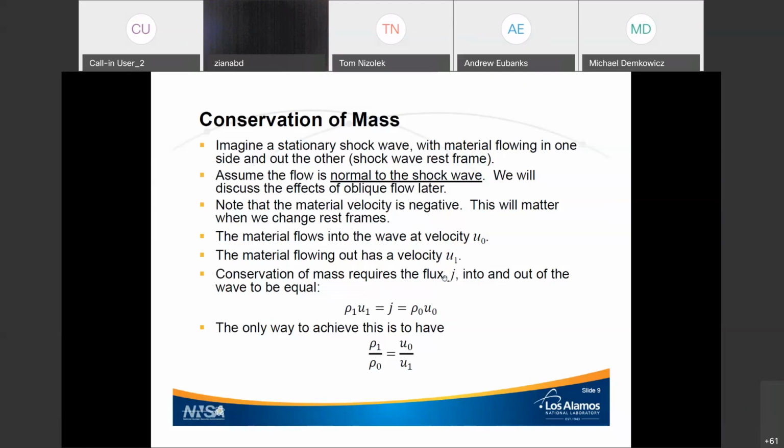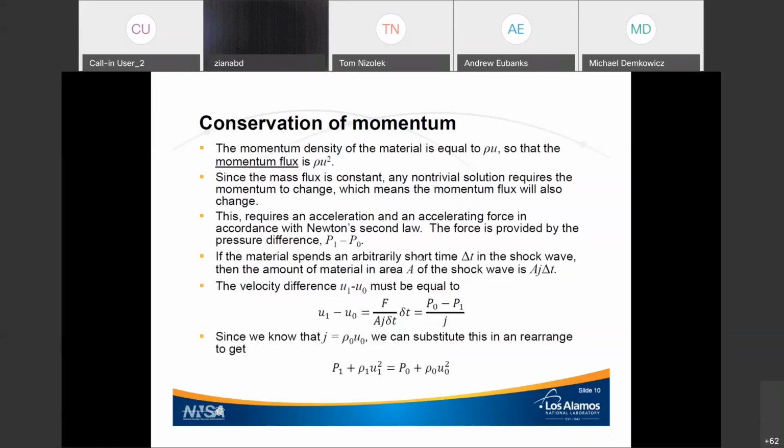If the material spends an arbitrarily short time, because our shock wave is in this derivation arbitrarily thin, if it spends an arbitrarily short time, delta t, in the shock wave, then the amount of material in some area of the shock wave is that area times the mass flux times the delta t. So this is the amount of material inside the shock wave.